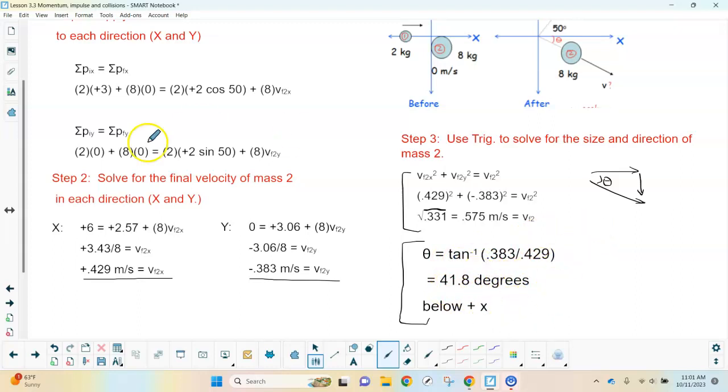It is not overly complicated. It's just repeating it for both directions and then doing the trig at the end.